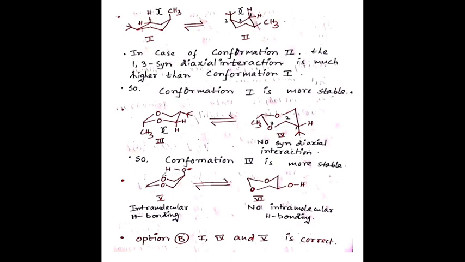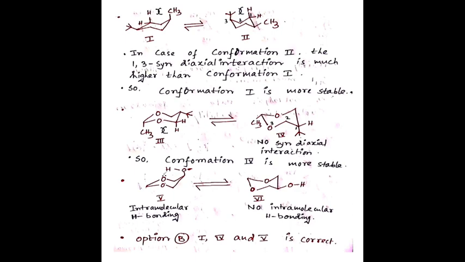After that, if we move to compound 3, one of the conformers, here there is the same case, a 1,3 syn diaxial interaction, but after the ring flipping there is no 1,3 syn diaxial interaction. That's why conformation 3 shows high stability.